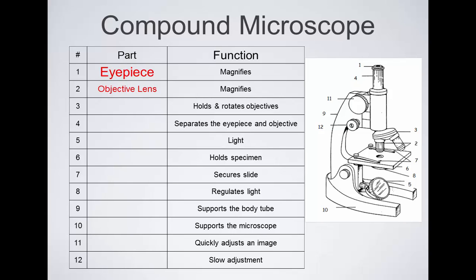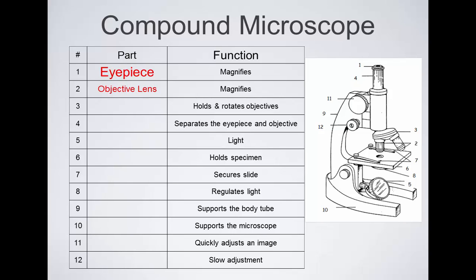So the eyepiece, and we have the objective lens. Now this microscope in your drawing, it's straight up and down. Our microscopes come back at an angle, but it's the same thing. Ours use a mirror in here to redirect the light. These, the light just travels straight through.